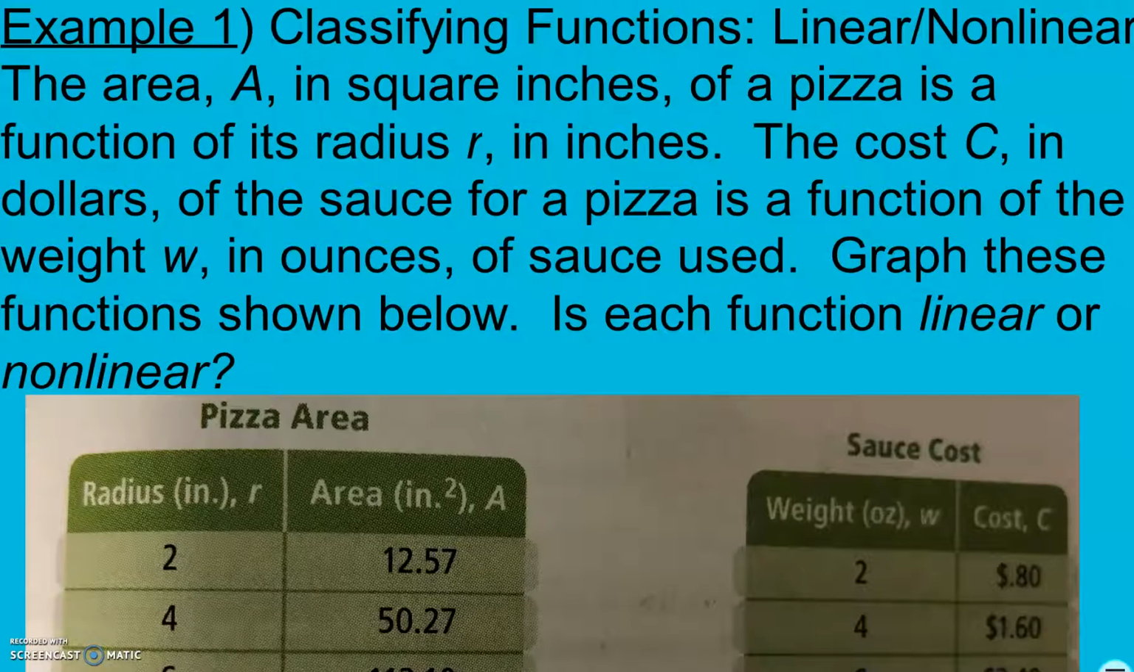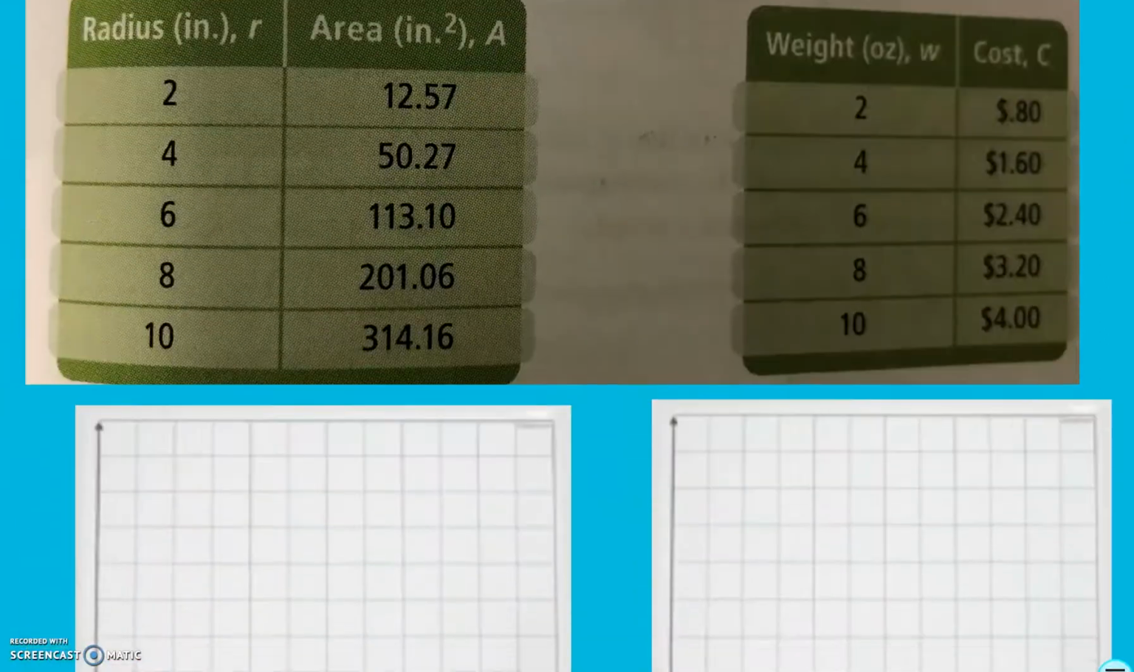Example 1 is classifying functions as either linear or nonlinear. The area A in square inches of a pizza is a function of its radius R in inches. The cost C in dollars of the sauce for a pizza is a function of the weight W in ounces of the sauce used. Graph these functions shown below. Is each graph linear or nonlinear? So the first one here is pizza area.